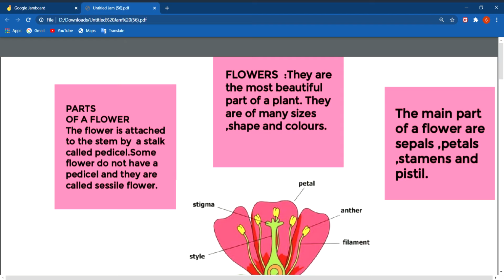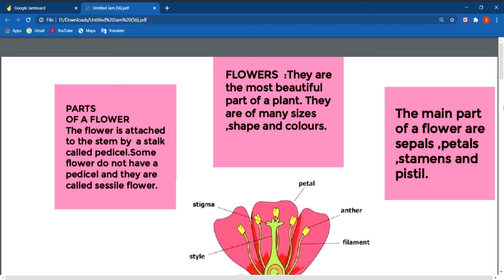Flowers are the reproductive organ of the plant, and a flower is attached to the stem by a stalk which is called the pedicel. Like a leaf is attached by a petiole, the flowers are attached by a pedicel. The uppermost part of the stalk is swollen and it is called the thalamus. However, some flowers do not have a pedicel, and they are called sessile flowers.